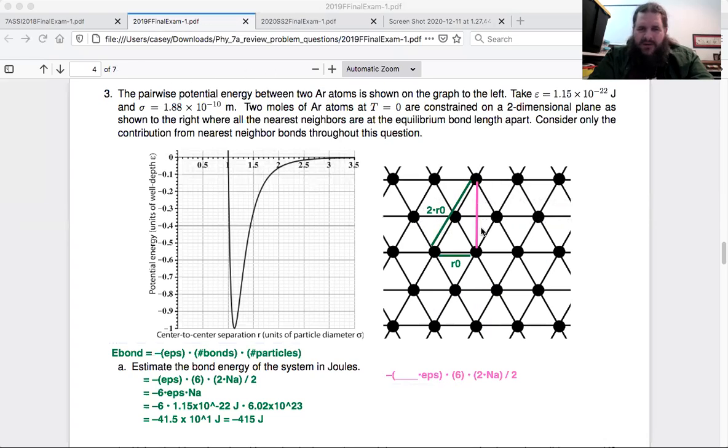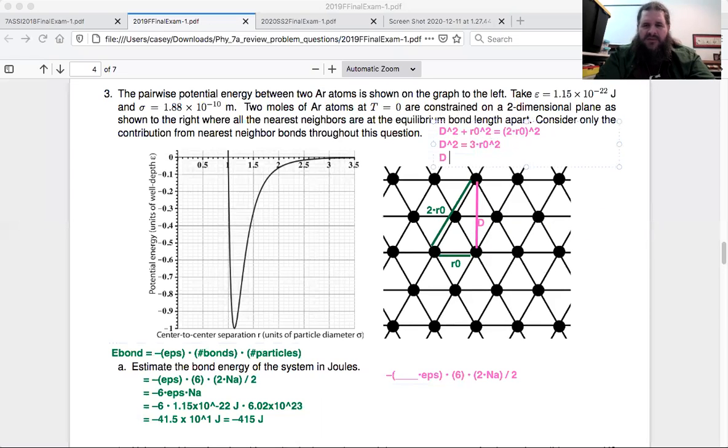If we call this missing side just distance D, then we can set up our usual Pythagorean theorem. We just say side length D squared plus side length R naught squared equals side length 2 R naught squared, the hypotenuse. And how would we solve that for D here? It would be the square root of 4 R naught squared minus R naught squared. Yeah, we get 3 times R naught squared, and then take the square root of both sides.